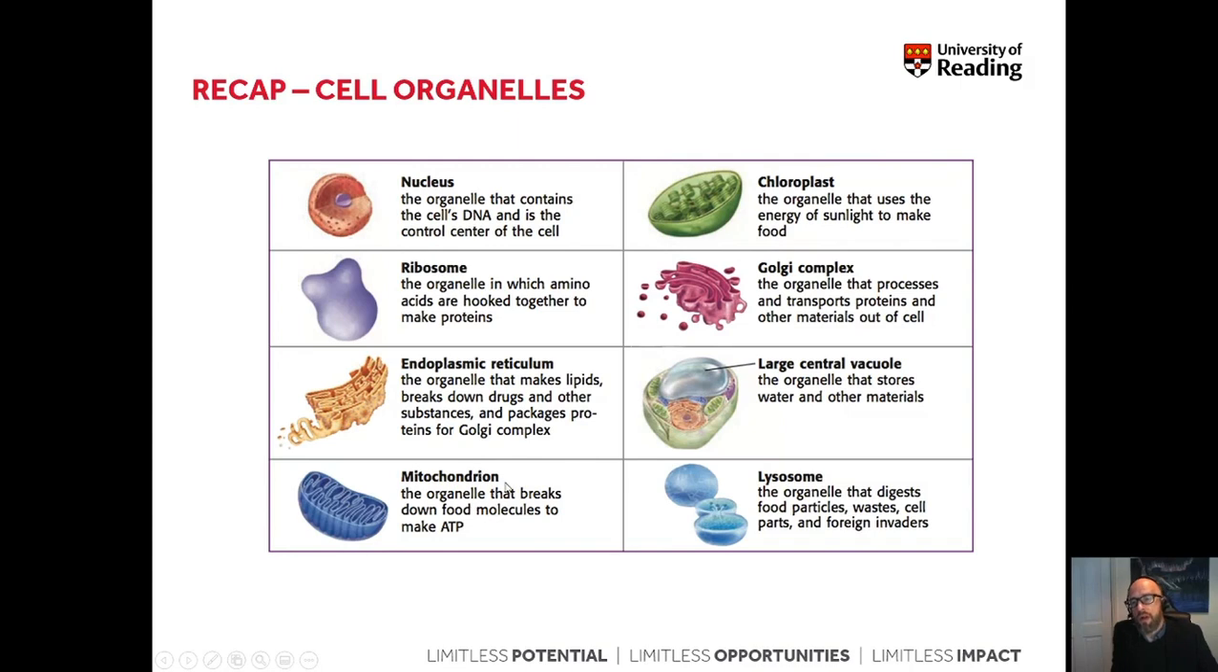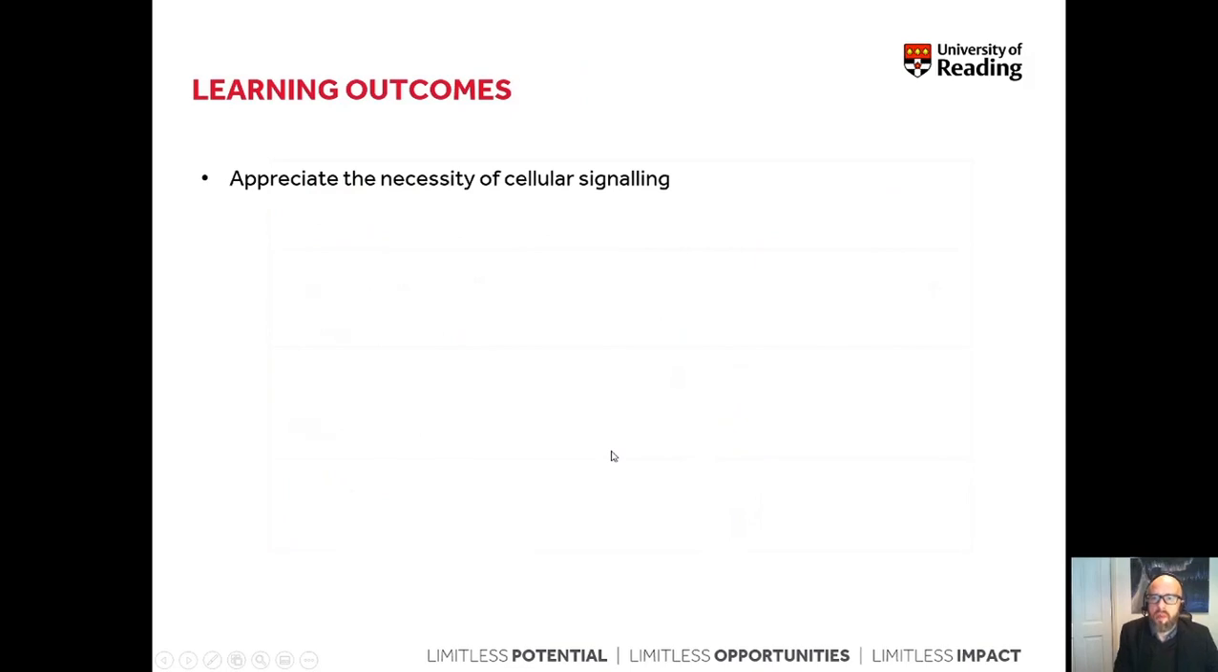Another important organelle within our cells are mitochondria. And mitochondria are the organelles that break down food molecules to produce energy in form of ATP. In addition to this, mitochondria also do produce heat, but this is something Dr. Cottrell will talk about in one of his biochemistry lectures. Last but not least, there are also the lysosomes, and those are the organelles that digest food particles, waste products, and cell parts. So what are the learning outcomes for today?